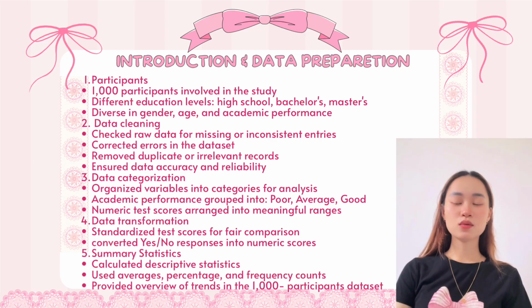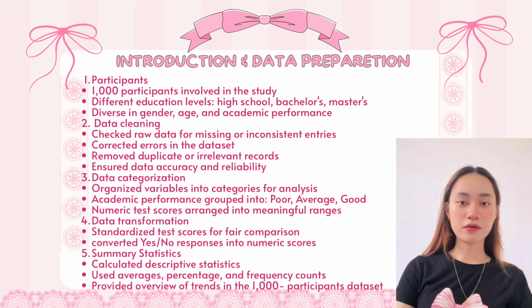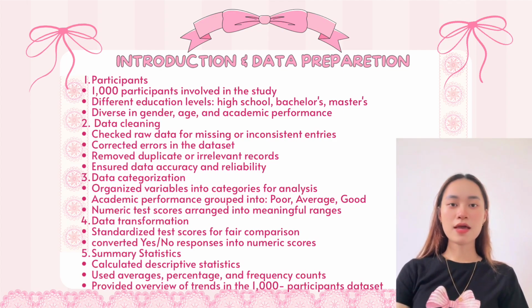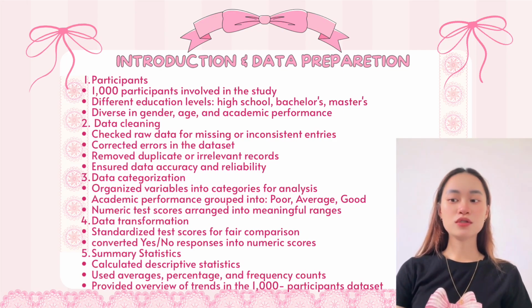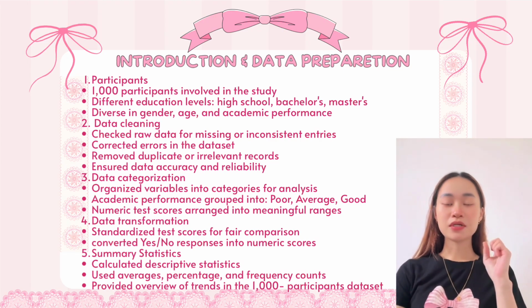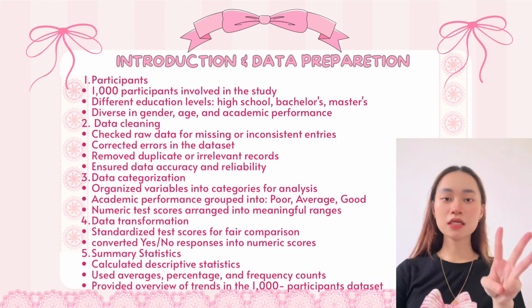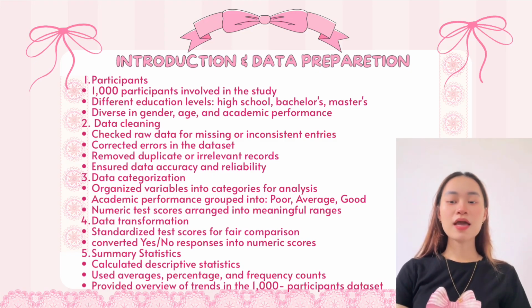The variables were organized into categories to make the analysis clearer. For example, academic performance was grouped into 3 categories. The first one is poor, the second one is average, and the third one is good. And numeric test scores were arranged into meaningful ranges.